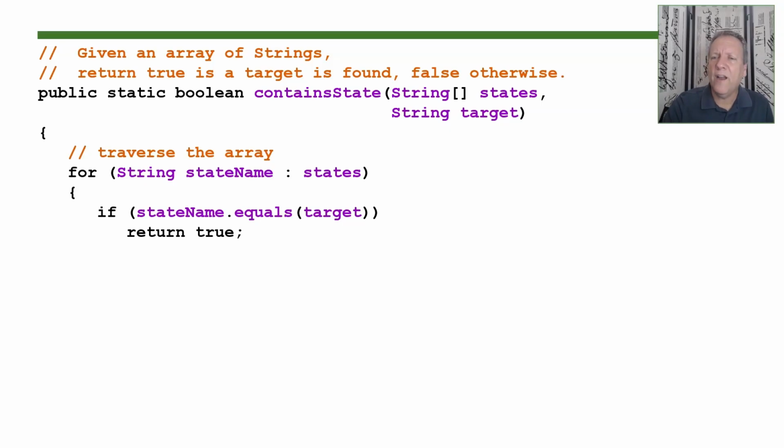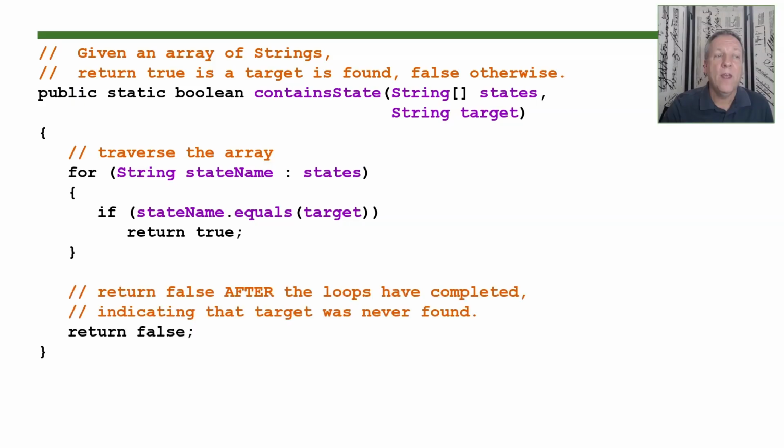But what if it's not equal? Do we have an else return false? Well, no, we're not going to do that because that would cause us to return immediately after we examine the first element of our array, regardless of whether or not we found a match. If we found a match, we want to return true. But if we don't find a match, we need to keep searching until we find target. If we go all the way through the loop and we never found a match, then we can return false after the loop has completed, indicating that target just wasn't in our array.